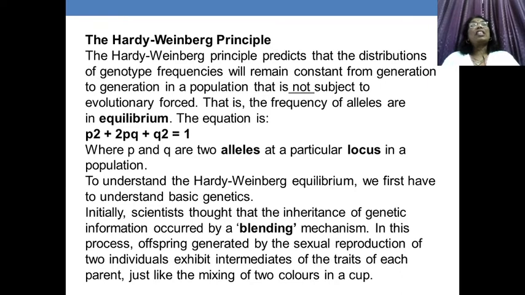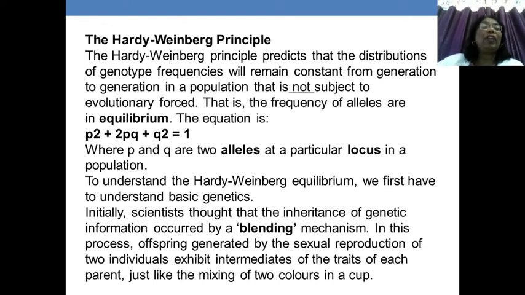When all such conditions are fulfilled, this principle predicts that the distribution of genotype frequency will remain constant from one generation to the next, and is not subject to evolutionary forces. That is, the frequency of alleles is always present in equilibrium, and that equation is shown by the scientists in this manner: p squared plus 2pq plus q squared is equal to 1, where p and q are the two alleles at a particular locus in that population.